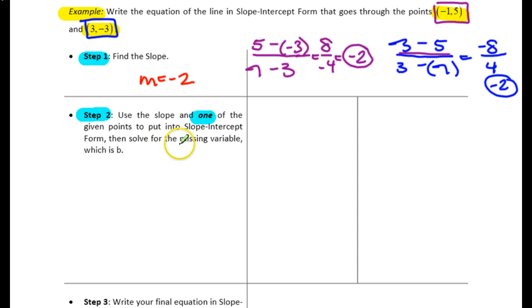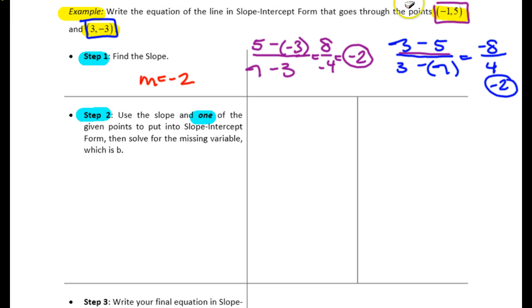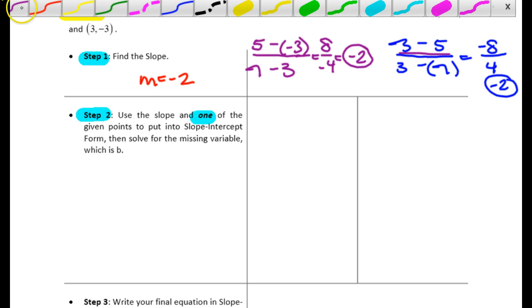Then solve for the missing variable, which is b. So basically, now that we have the slope and these points, we're going to do exactly what we did in the last video. Now I've broken this into 2 boxes to show that there's, once again, 2 different ways you can do this. Just to prove to you it's okay either way, we'll work it out 2 different ways. So here's what I mean again.